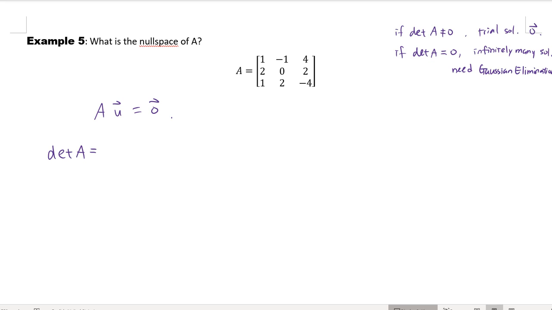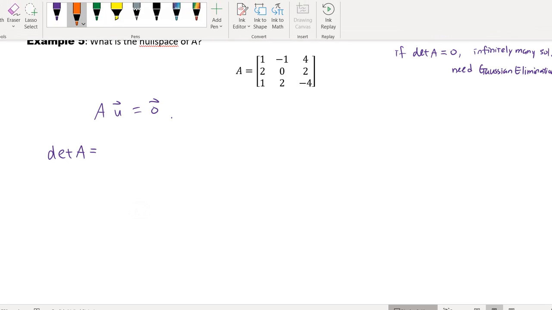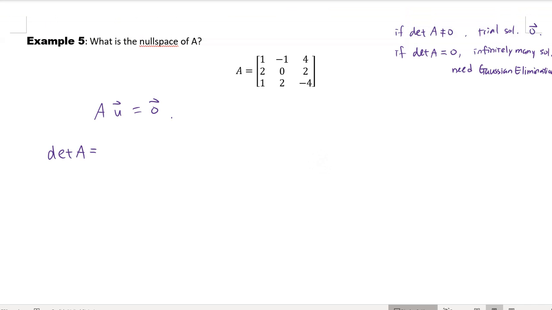Okay, to find what are the solutions. So now let's see. Let me change back to orange color. So the determinant is, we use absolute value to denote. What I want to do, I usually pick a row or a column with a lot of zeros. So in this case, let me pick the second row. And you can pick any row or any column to do the cofactor expansion.